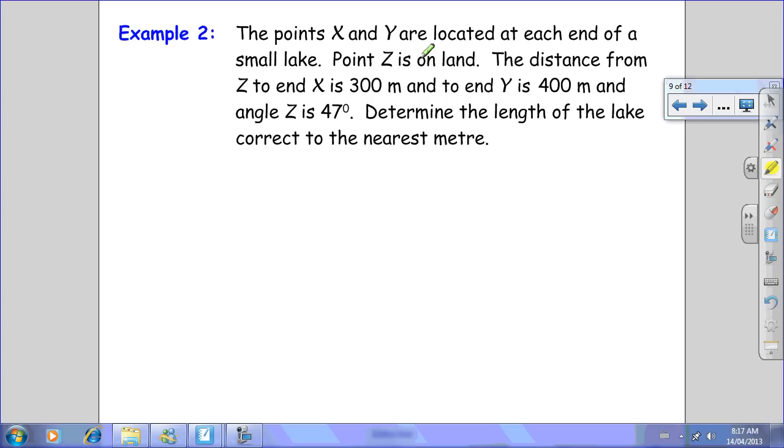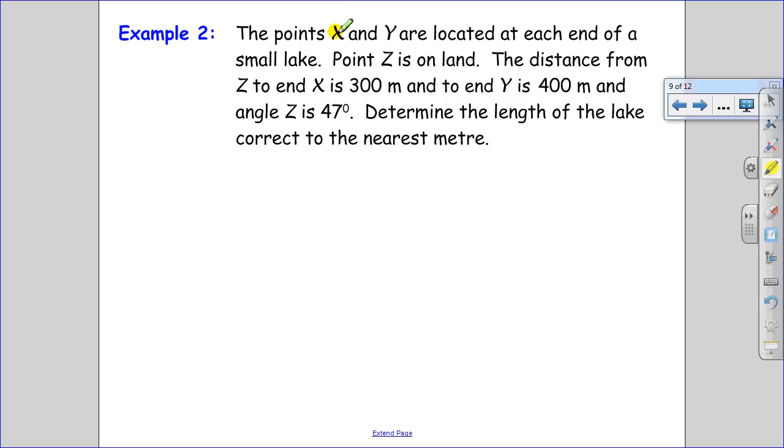So I'm going to go back through with my highlighter and I'm going to read it again and highlight the information. X and Y are at each end of a small lake. Okay. Z is on land. The distance from Z to X is 300 meters and to end Y is 400 meters. So that would mean from Z to Y, I would think. And angle Z is 47 degrees. And I want the length of the lake correct to the nearest meter.